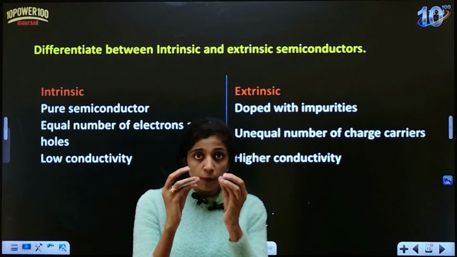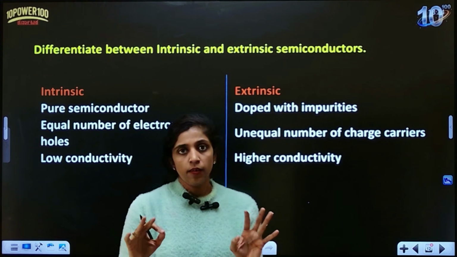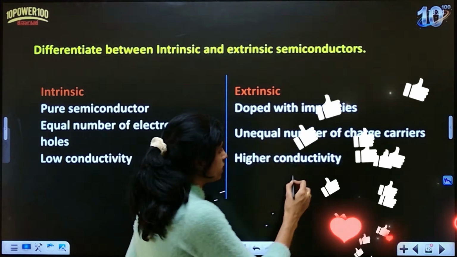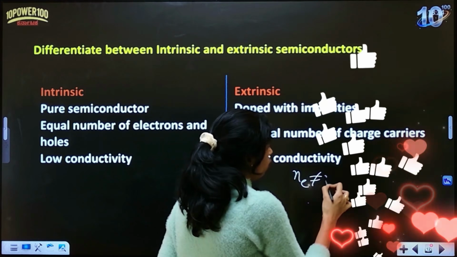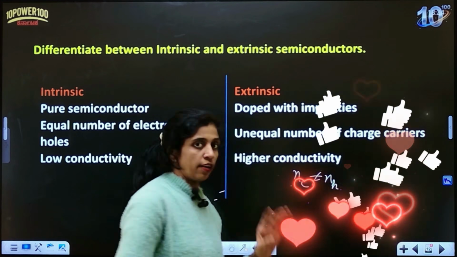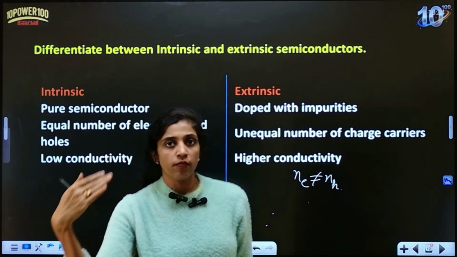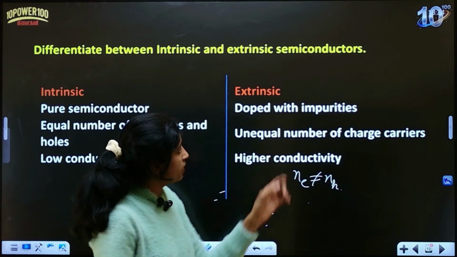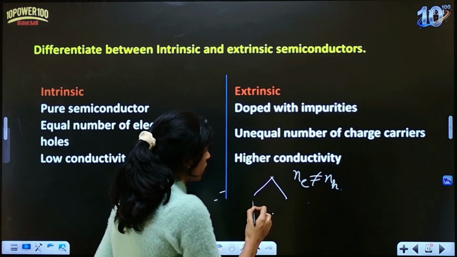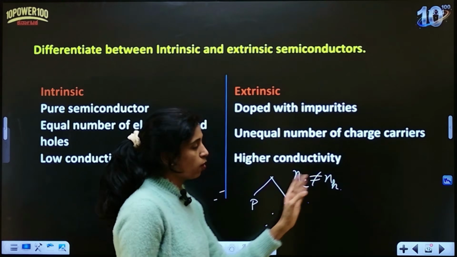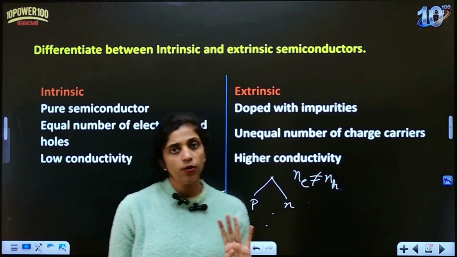Okay, and those impurities are called what? Dopants. So remember this. And here they are not equal. Number of electrons are not equal to number of holes. So we know that if electrons are more, then we call it N-type semiconductor. If holes are more, then we call it P-type semiconductor. So that's the reason this is divided into two types of semiconductors, P-type and N-type. Based on the number of holes and electrons, we are dividing it into two types.